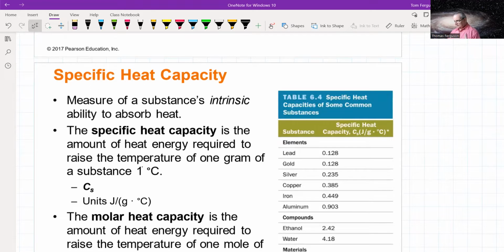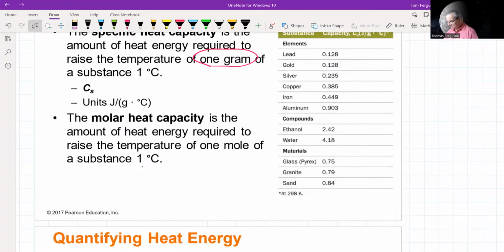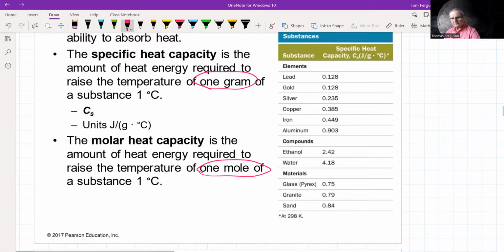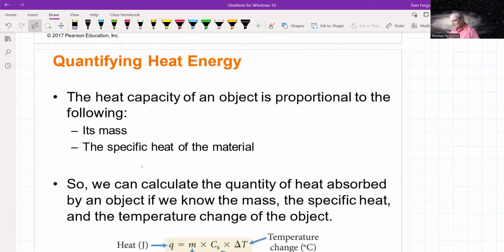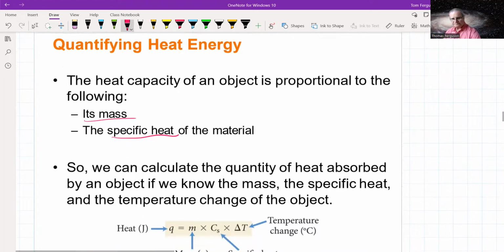There's two kinds of heat capacities. One is specific, and the key word here is gram. So that's joules per gram per degree. And then there's molar, which is how much of a change with 1 mole of a substance. So mass and specific heat are the key elements for this.